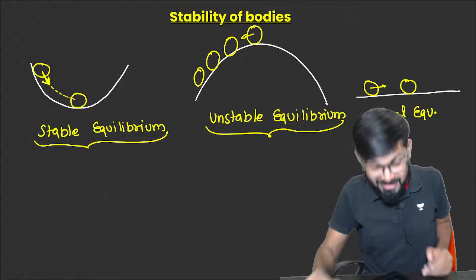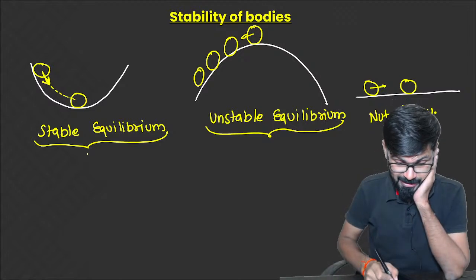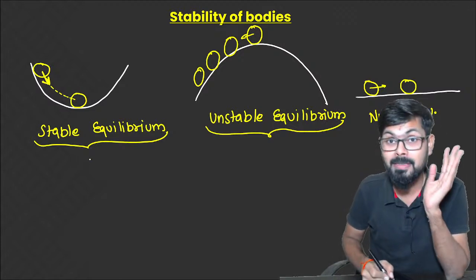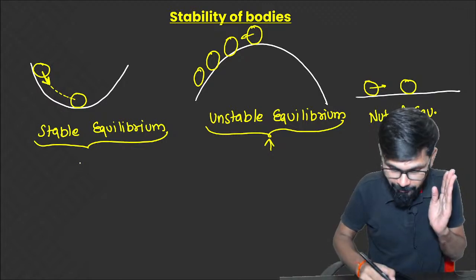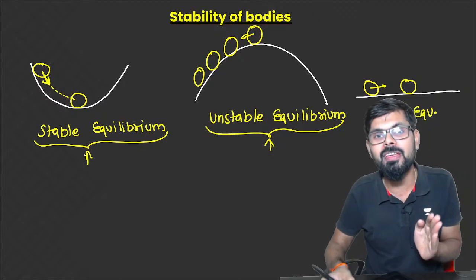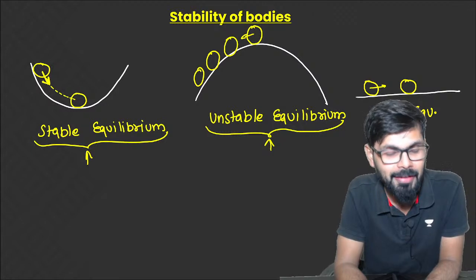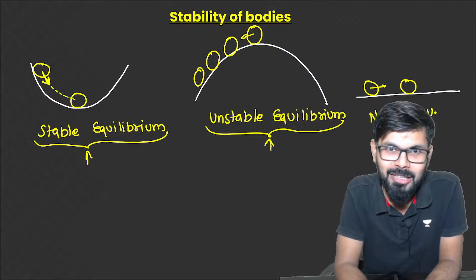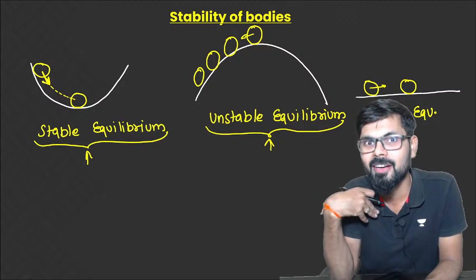Now sir, one thing I understand: this is a condition of stable equilibrium, the condition of a topper student. Unstable is the condition of a waste student. Topper student, waste. What is this neutral equilibrium? Neutral equilibrium is the condition of faculty. Neutral equilibrium is the condition of myself, like I am faculty, so it is my condition.